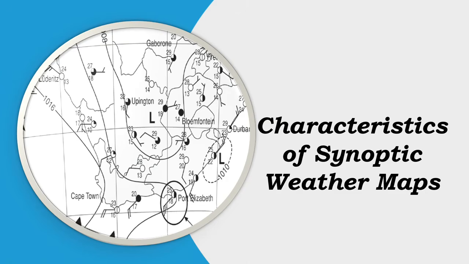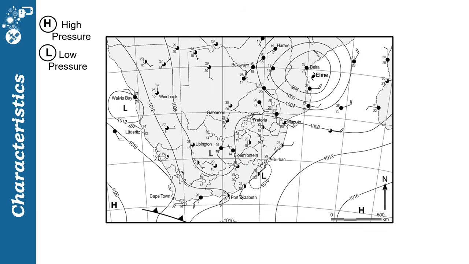Now, our next topic that we're going to look at is the characteristics of synoptic weather maps. In other words, what are these elements? We're going to jump right into it. What are the elements that are characteristic, things that we constantly see on a weather map?